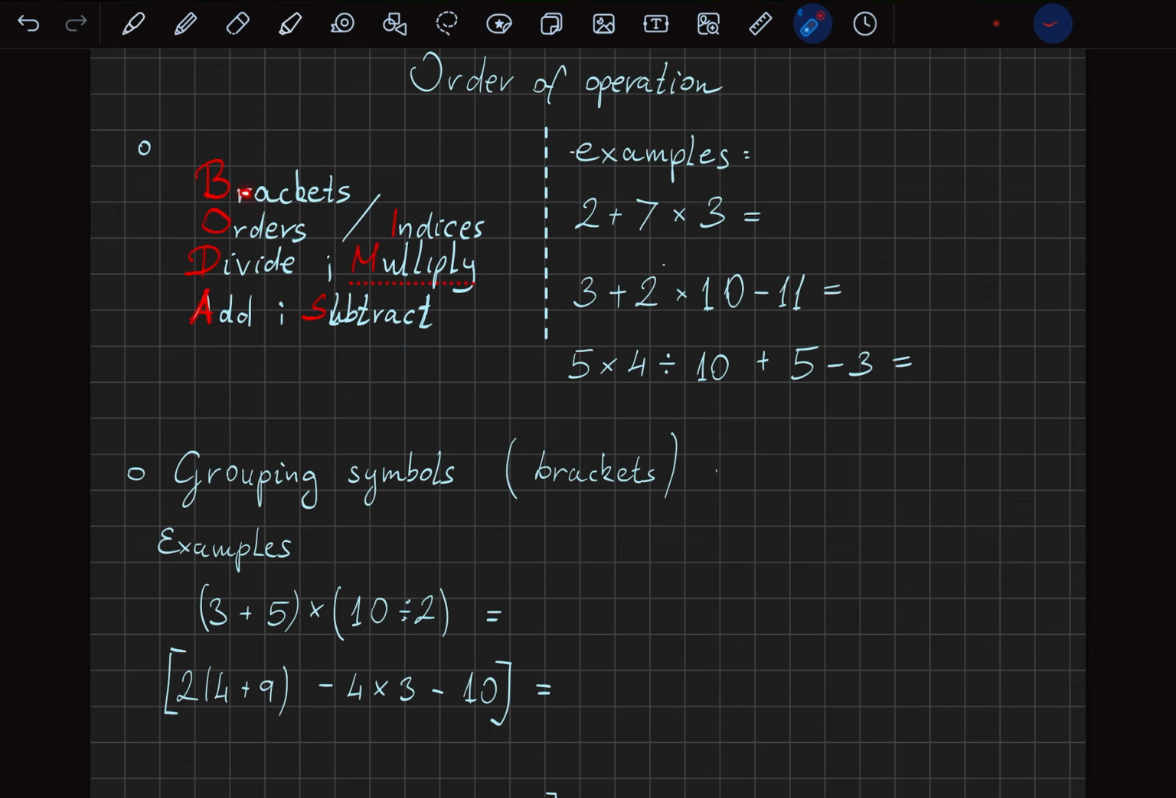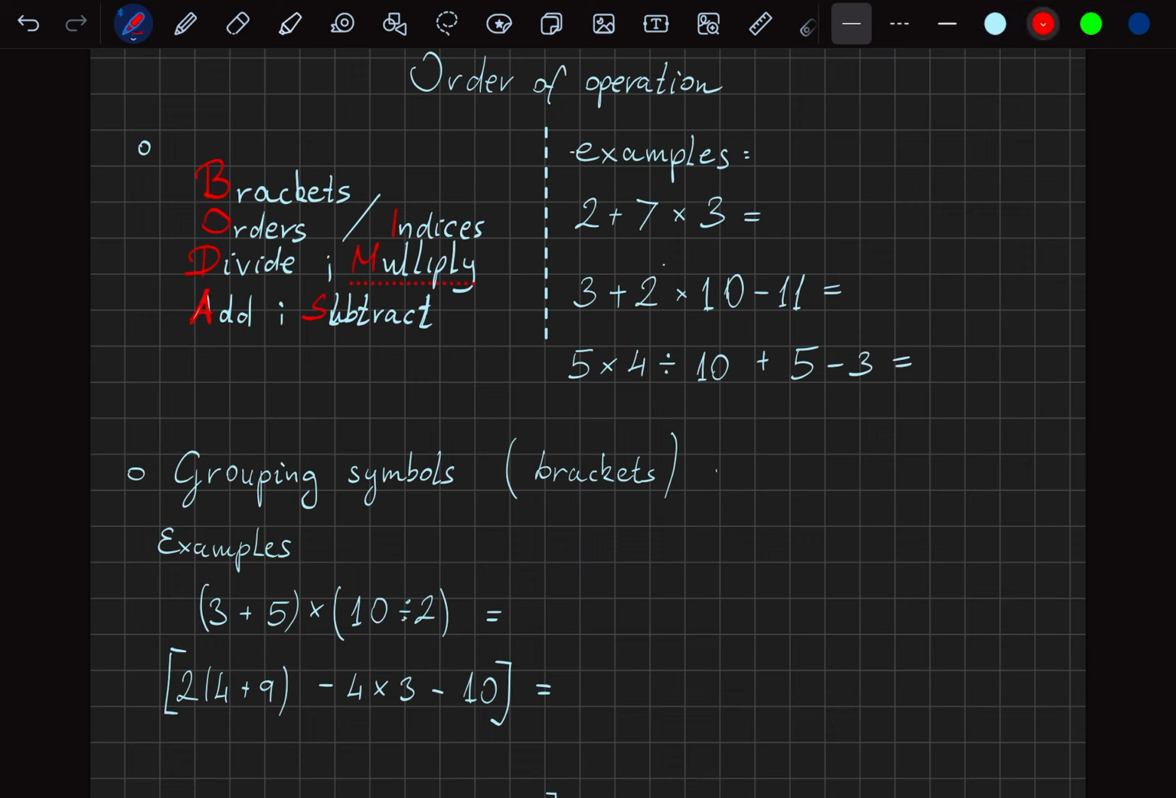We solve the things in the bracket. After that, if we have indices, or orders, we will solve them. If we need to divide or multiply, we will solve that. If we have multiplication and division in the same line, then we start from left to right. And after that, addition and subtraction, left to right again. Okay? Sometimes it's really tricky, but you will see it's not a hard thing.